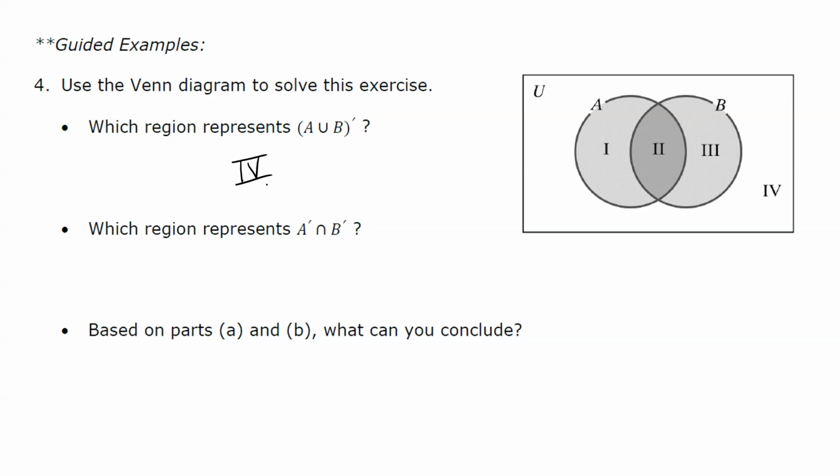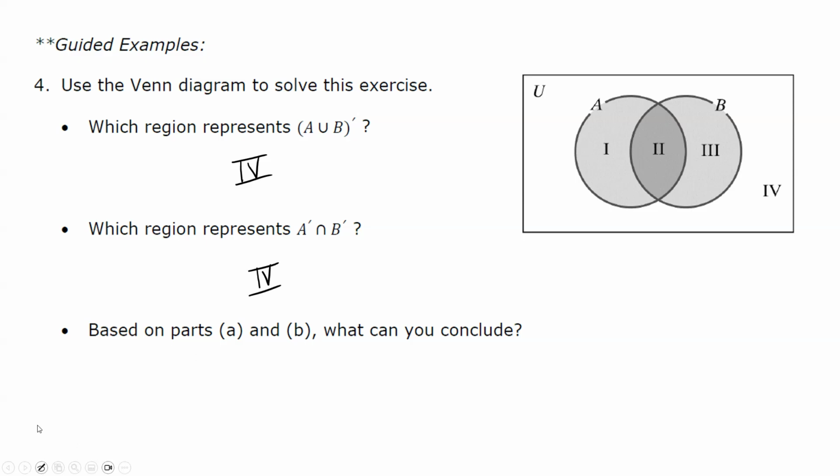Okay. Now, which region represents the complement of A intersecting with the complement of B? Well, the complement of A is going to be represented by region 3 and region 4. The complement of B is going to be represented by region 1 and region 4. So the intersect between both of those would be region 4.